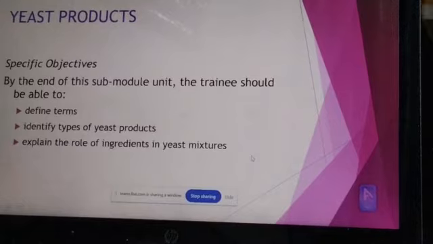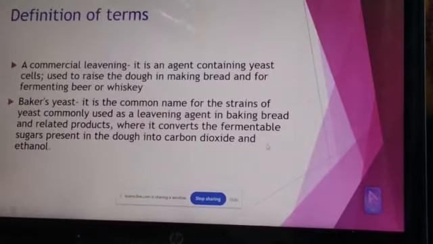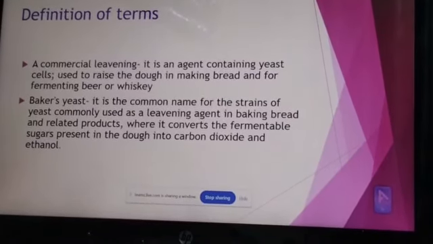Okay, so we continue. I hope we can all see. Are we in a position to see? Yes. Very well.